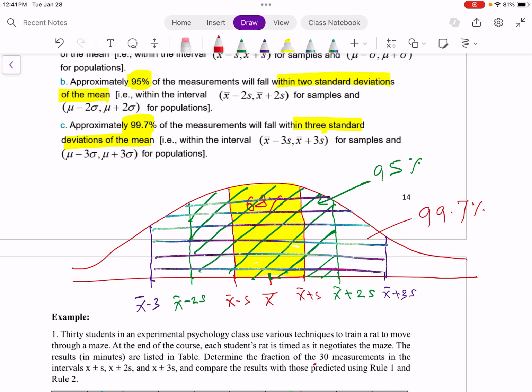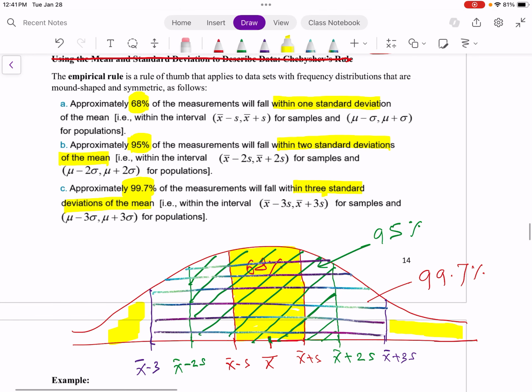Now what happens to the remaining measurements? According to the empirical rule, within three standard deviations we have 99.7%. We still have about 0.3% of measurements. And where do we find those measurements? We can say they are outliers, or those remaining will be on the right side here or over here on the left side. So if you have a measurement that is not within three standard deviations, we call that an outlier, and we'll talk about outliers in detail. So this is about the empirical rule.